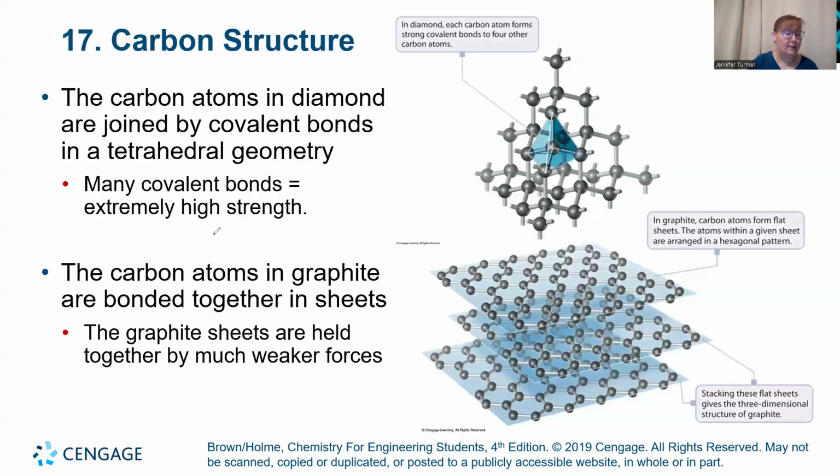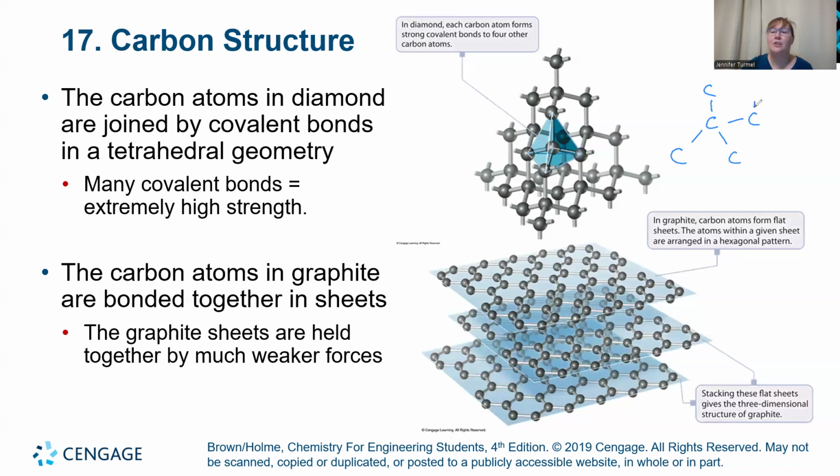On to slide 17. And slide 17 is looking specifically at carbon structures. So let's take a look at our carbon structures here. Carbon atoms in diamond are joined by covalent bonds in a tetrahedral geometry. So remember, in methane, we had that structure that looked like that. But let's imagine that instead of having hydrogens there, we have carbons. And now that one goes out to there.